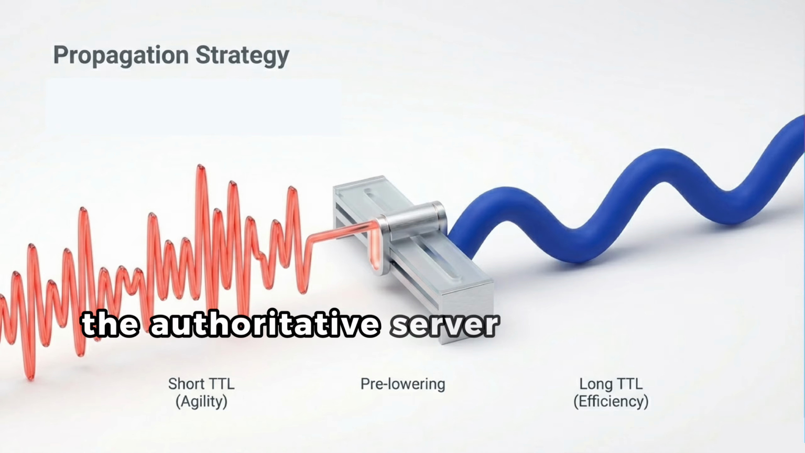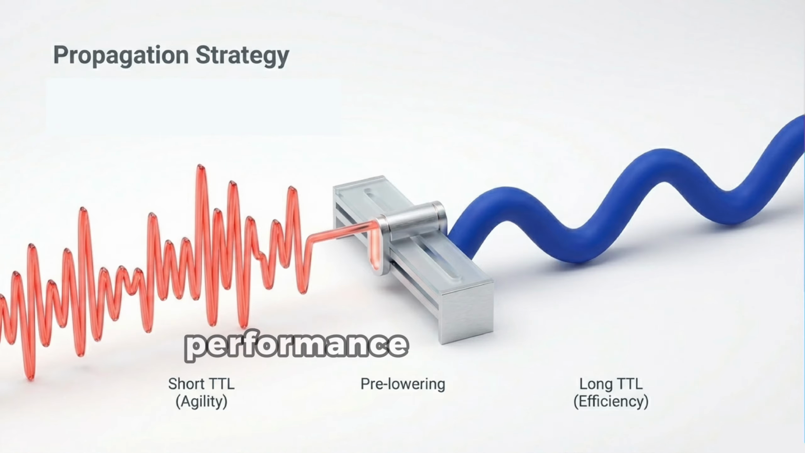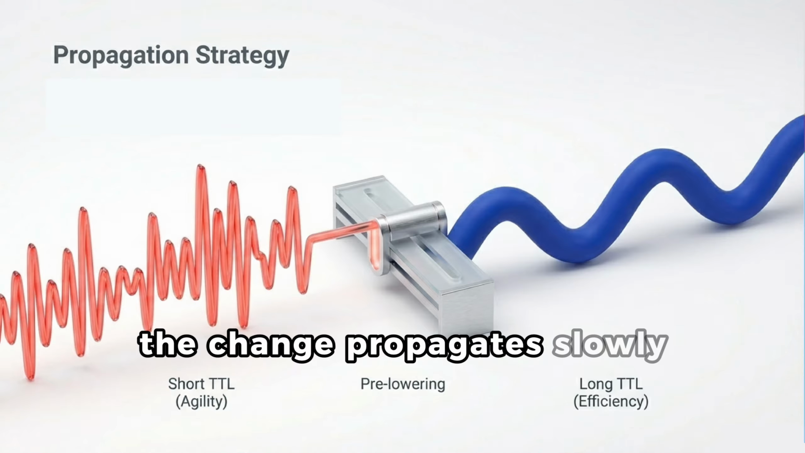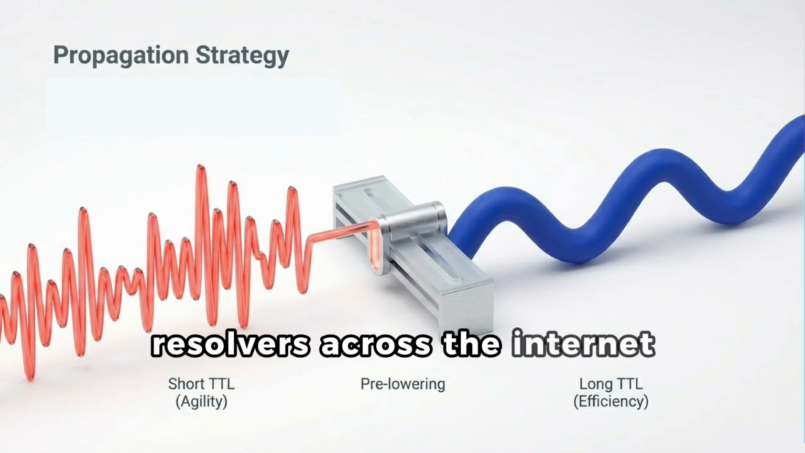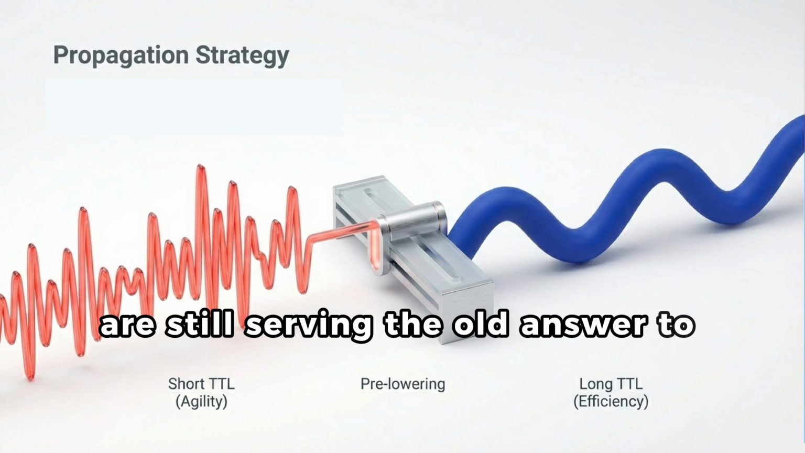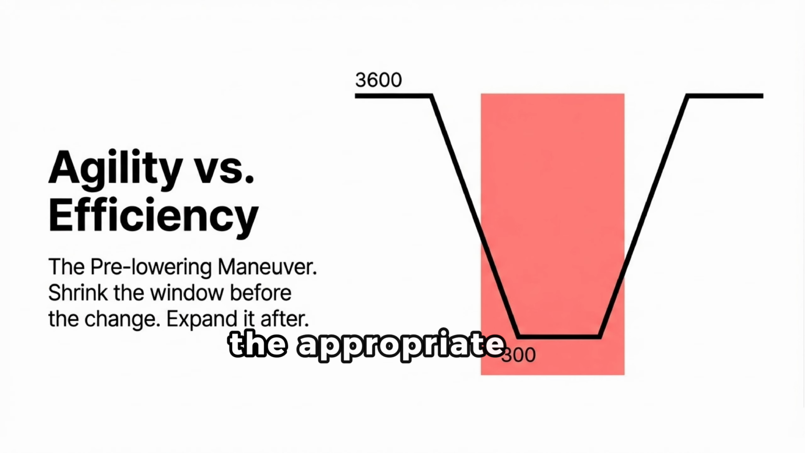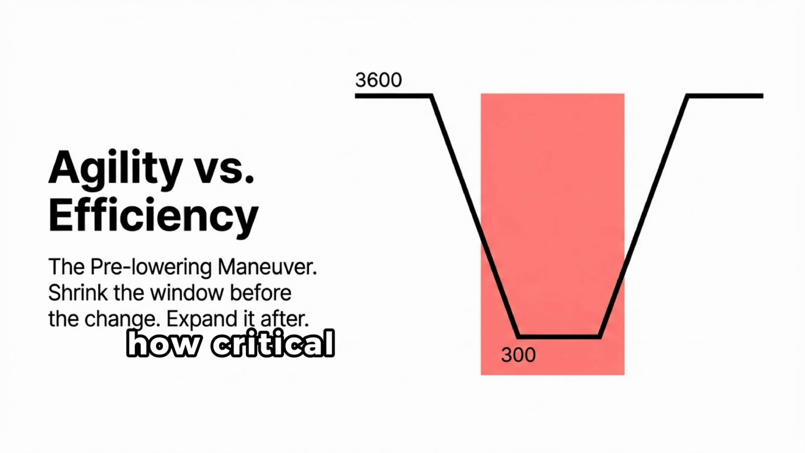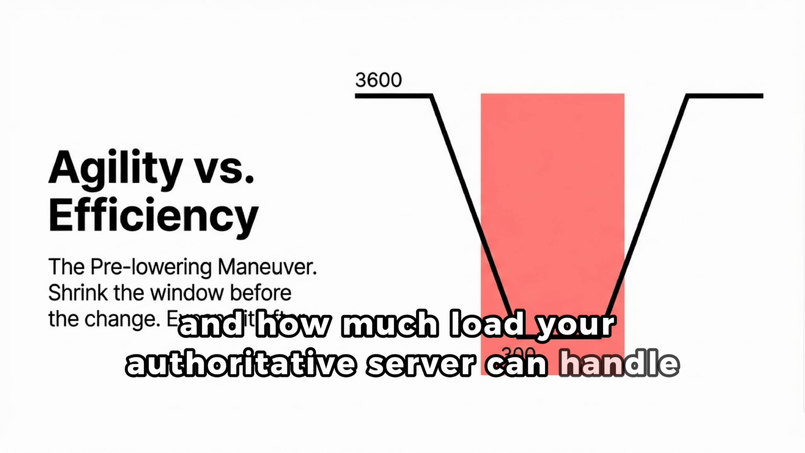The authoritative server sees far less query traffic, cache hit rates are high, performance is excellent. The cost is agility. When you need to change a record, the change propagates slowly. For a full day or a full week, resolvers across the internet are still serving the old answer to their clients. Neither extreme is right in all situations. The appropriate TTL depends on how often you expect the record to change, how critical fast propagation is, and how much load your authoritative server can handle.